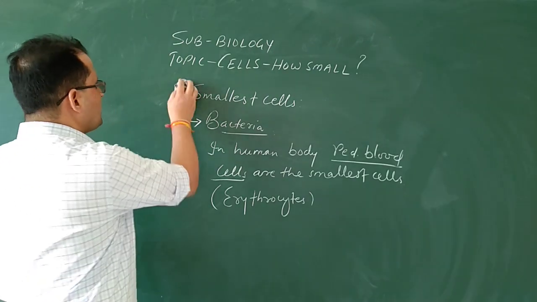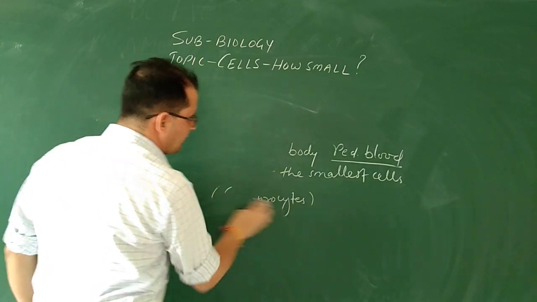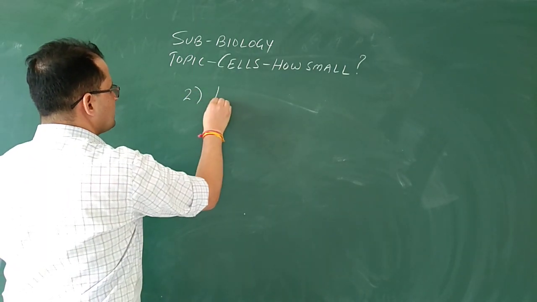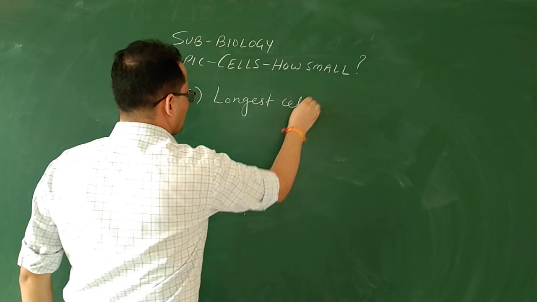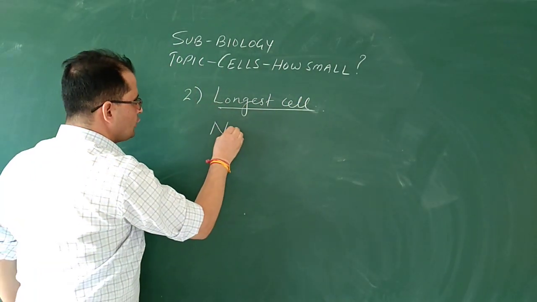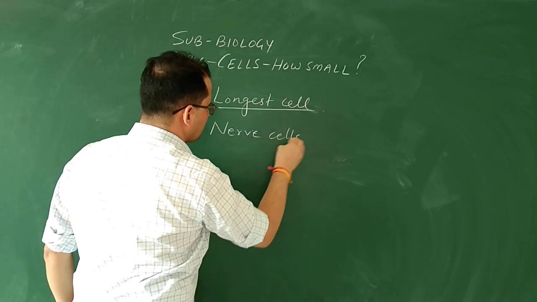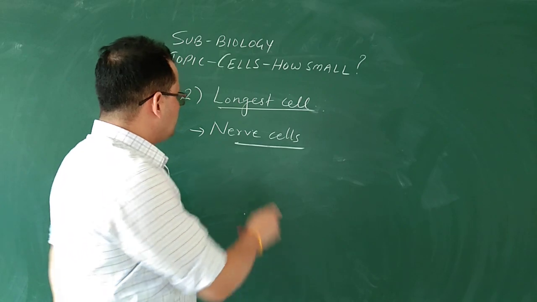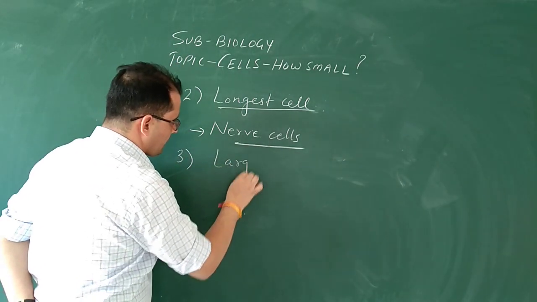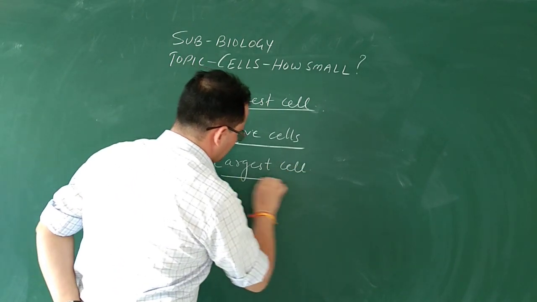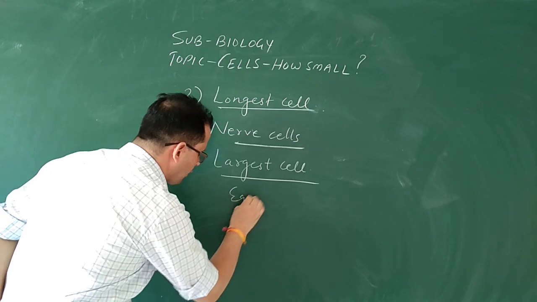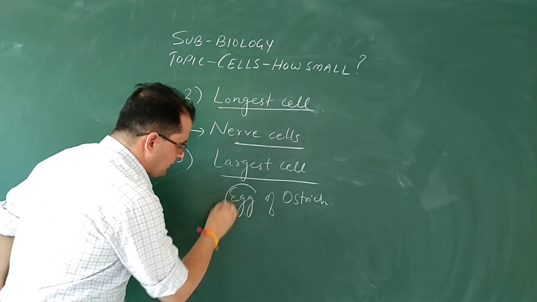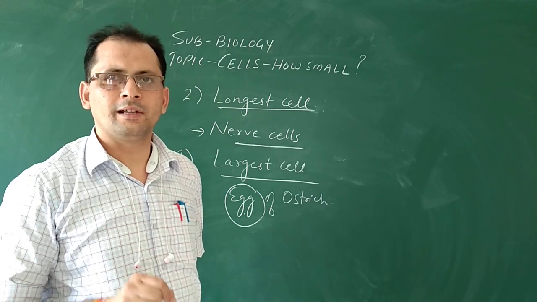Then second, when we talk about the longest, meaning in length, how long a cell can be. The longest cell is the nerve cell in the body, that is neurons. Read about these nerve cells. These are the longest cells in the body. Third is largest. The largest cell is the egg of an ostrich. The egg of an ostrich is the largest cell known till date.